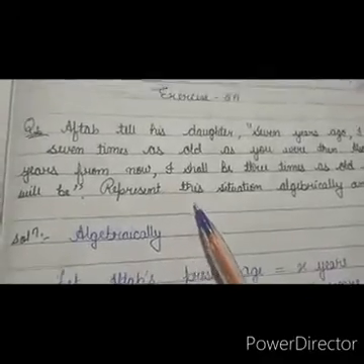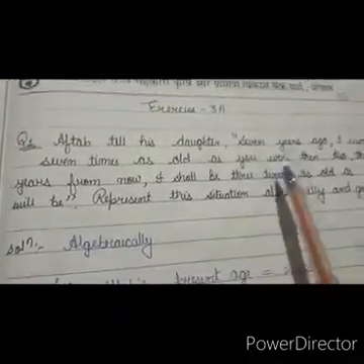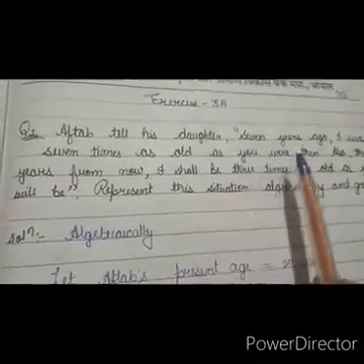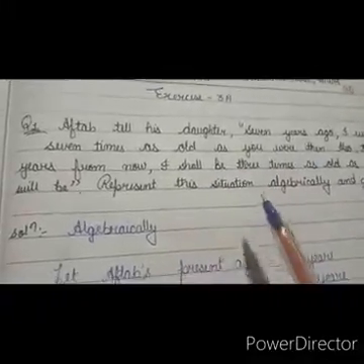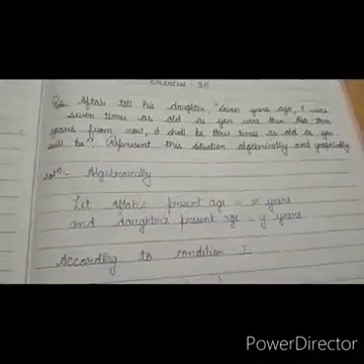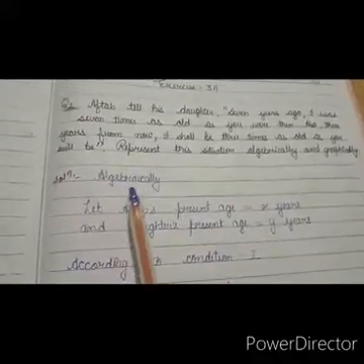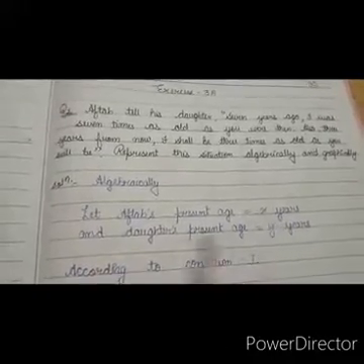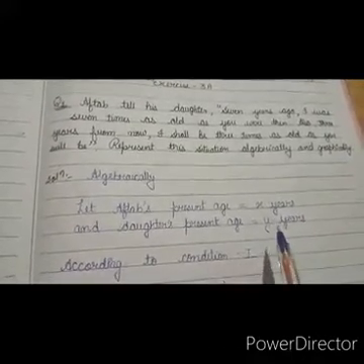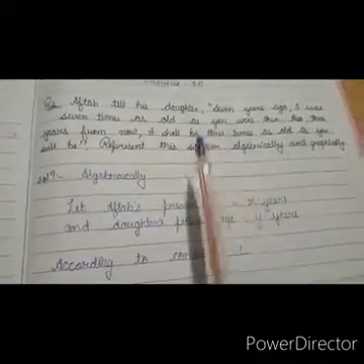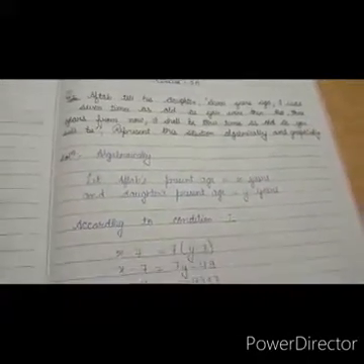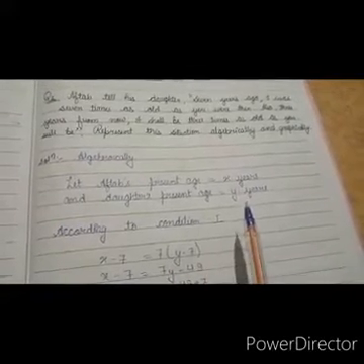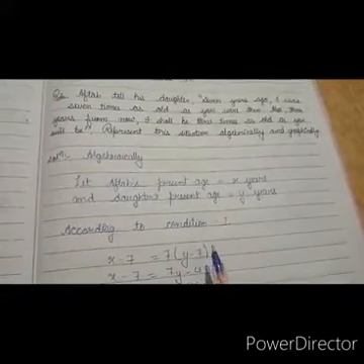In this question, we have to represent this situation algebraically and geometrically. Algebraically means we have to represent the condition in the form of variables and constants. Let's start with algebraically. Let Aftab's present age be x years and his daughter's present age be y years. Then 7 years ago, Aftab's age will be x minus 7 and his daughter's age will be y minus 7.